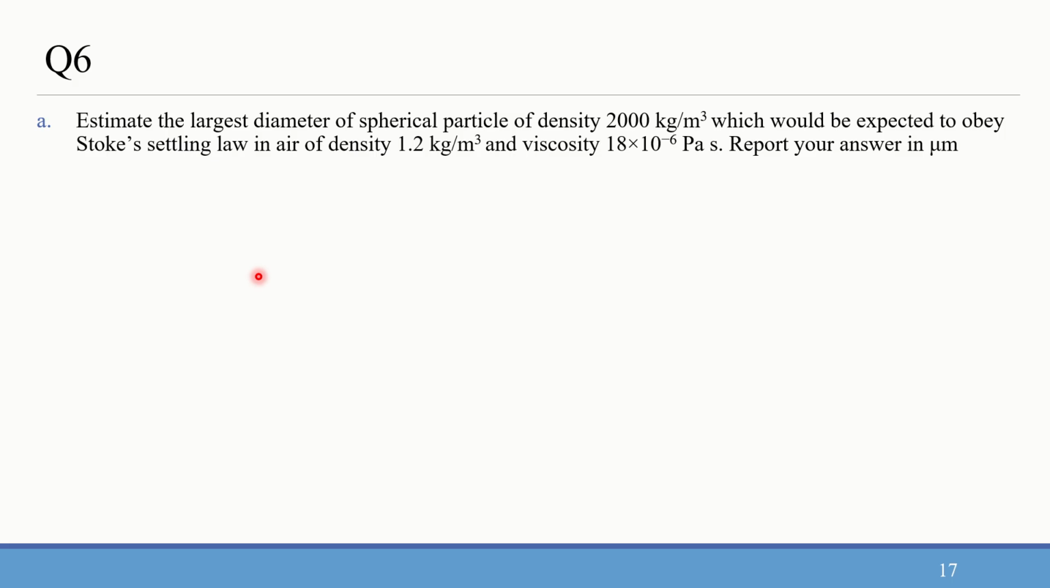So why, like in air, is it very difficult? Because air viscosity is very low, so it is very difficult to have viscous effects. Without viscous effects, we can't have the Stokes regime. It would be Newton's regime so easily.